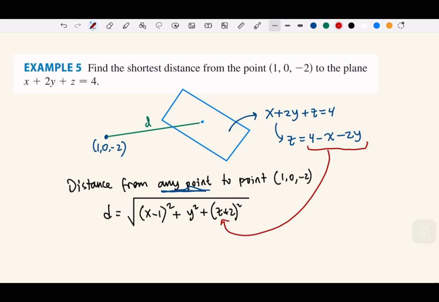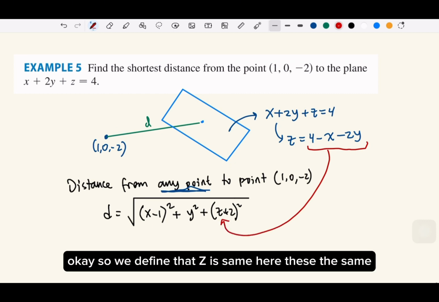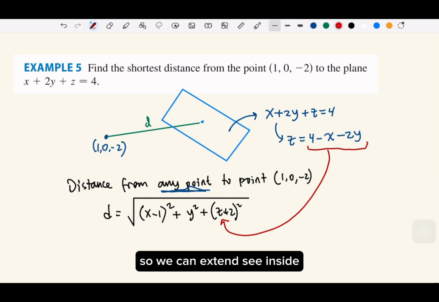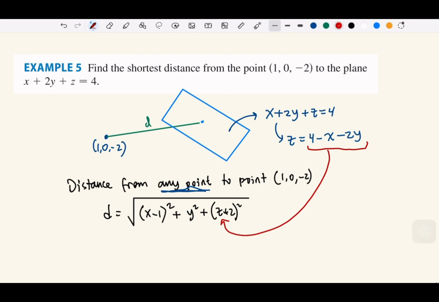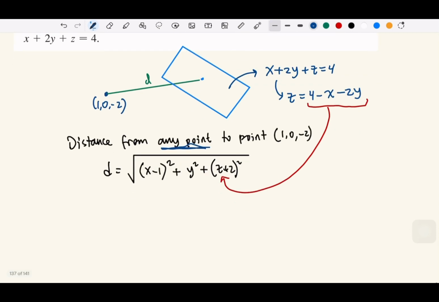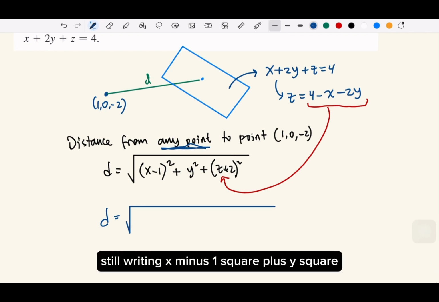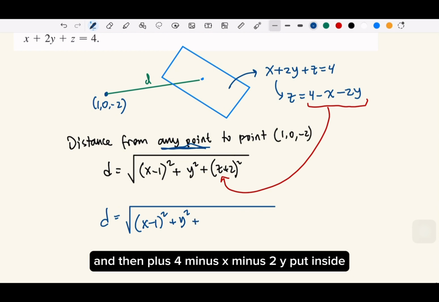So we define that z is the same here. Z is the same at the point where we are going to evaluate our distance. So we can exchange z inside. So d will be, still writing, (x minus 1) squared plus y squared, and then plus 4 minus x minus 2y put inside, and then we plus 2, so it becomes 6. So it becomes (6 minus x minus 2y) squared.